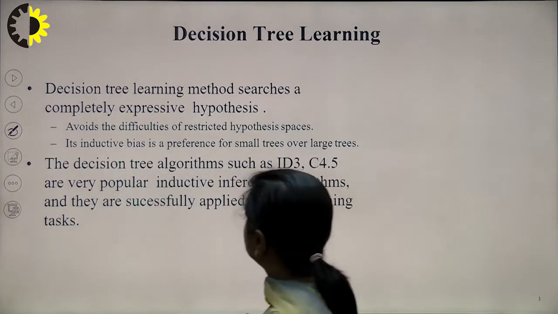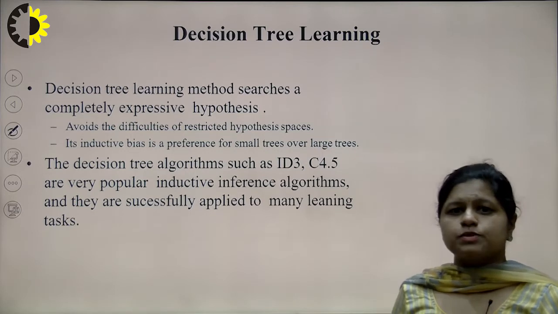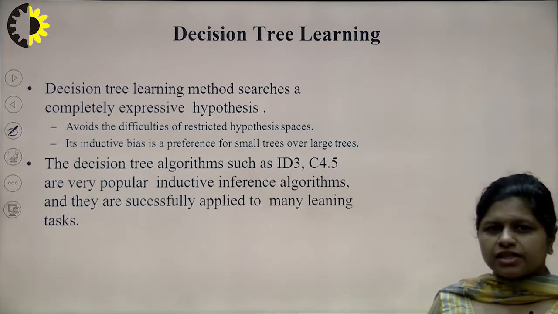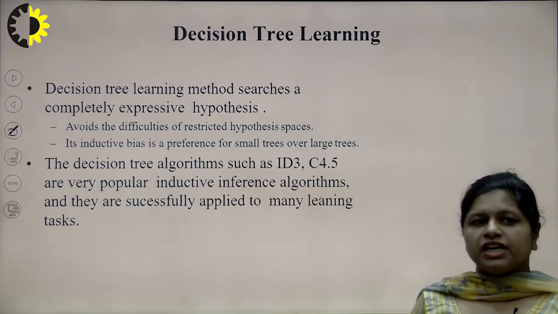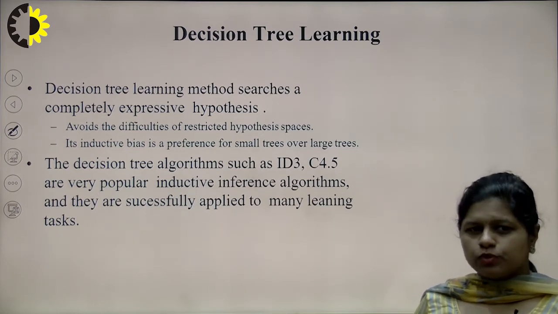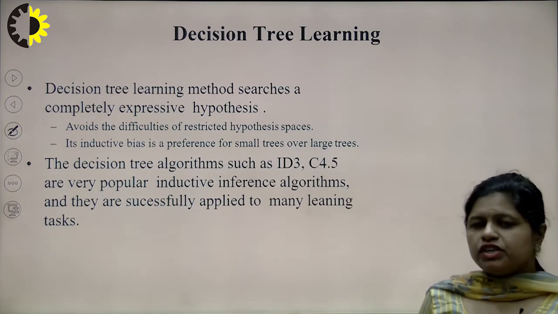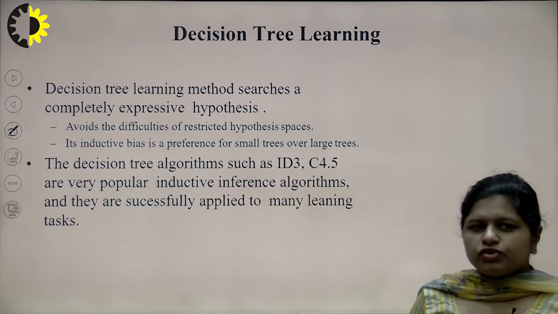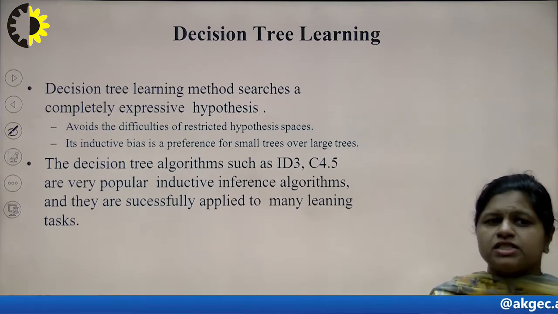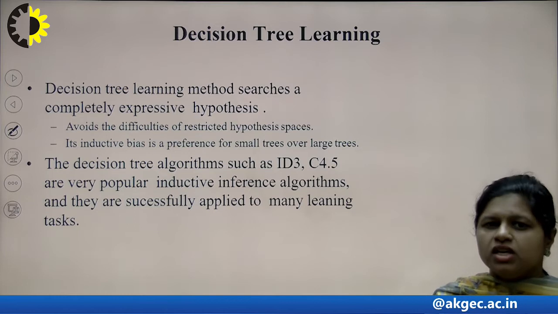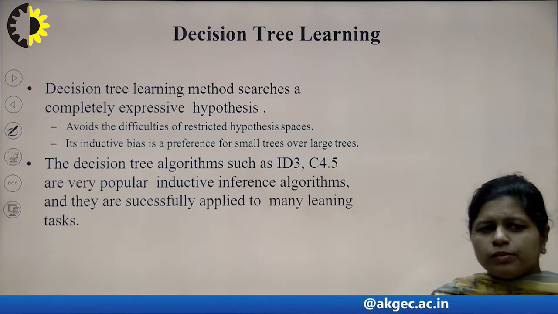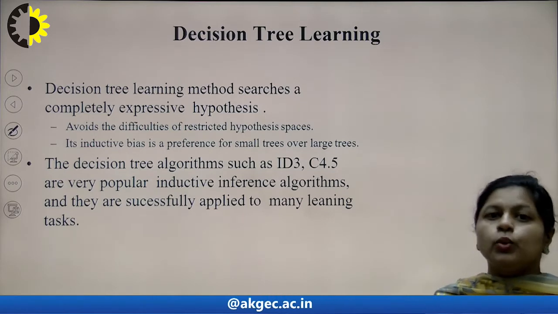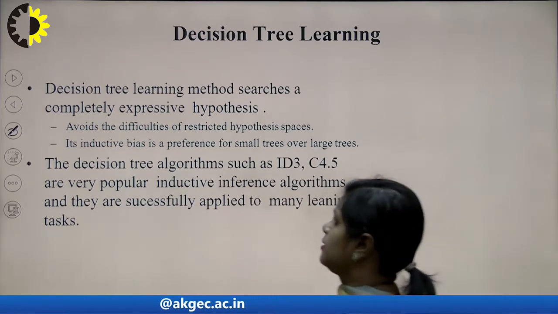The decision tree method searches a completely expressive hypothesis space. It actually avoids the difficulties of restricted hypothesis spaces. Its inductive bias is a preference for small trees over larger trees. We will discuss in detail what the inductive bias is later in this series. We have a number of decision tree algorithms such as ID3 and C4.5, which are very popular inductive inference algorithms, and they are successfully applied to many learning tasks also.